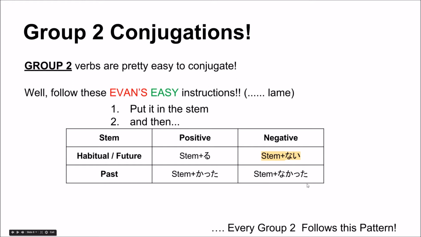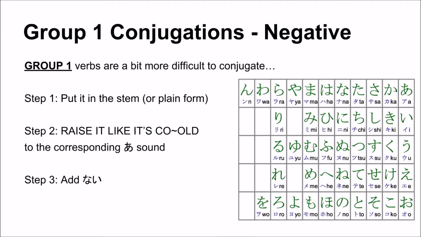Every group 2 follows this pattern that I know of. Almost no exceptions that I can think of, and by almost no exceptions that I can think of, I mean no exceptions that I can think of. Almost no exceptions in the universe.